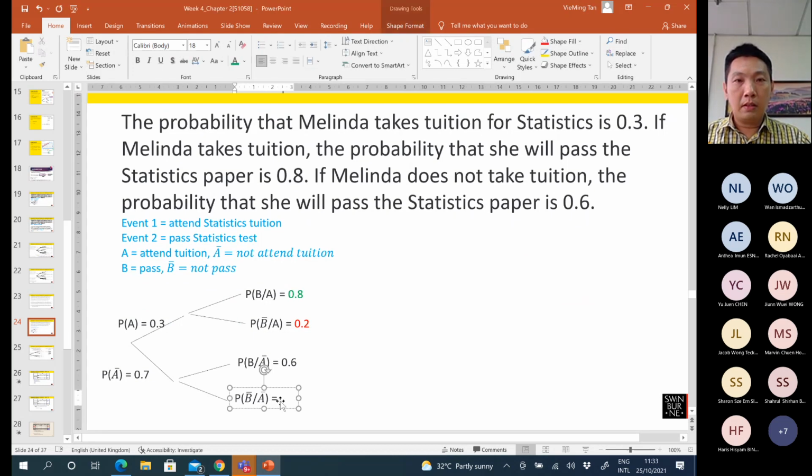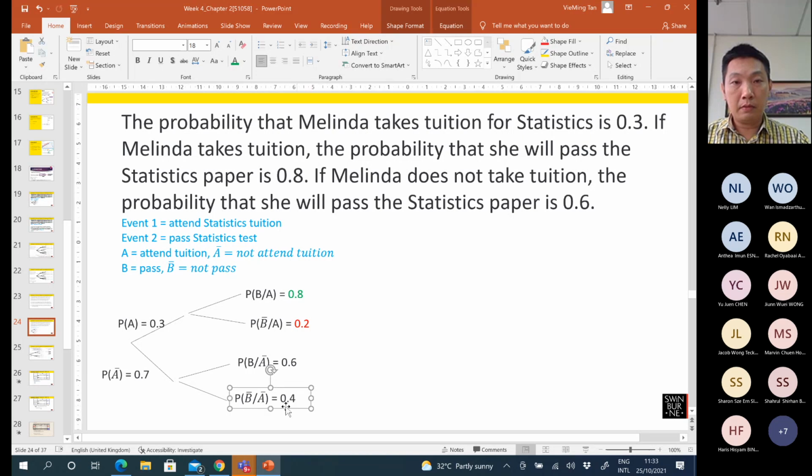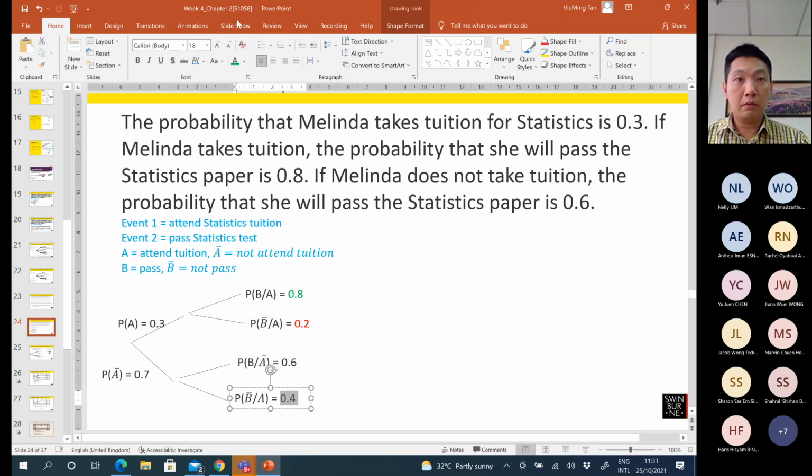Then this one should be 0.4, using 1 minus 0.6. So I get 0.4. This one I use red color, and then this one I use green color.